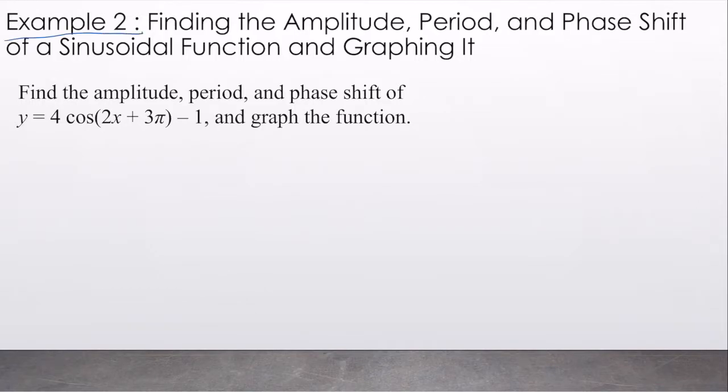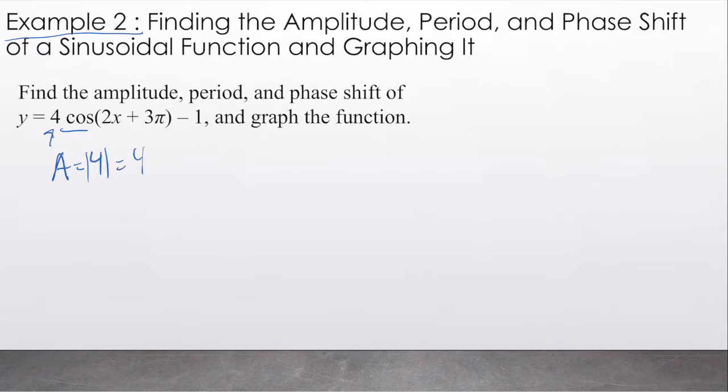Right, so let's go through example 2. We're going to find the amplitude, period, and phase shift of the sinusoidal function, and we're going to graph it. Keep in mind that this time we are graphing a cosine function. So amplitude in this case is 4.